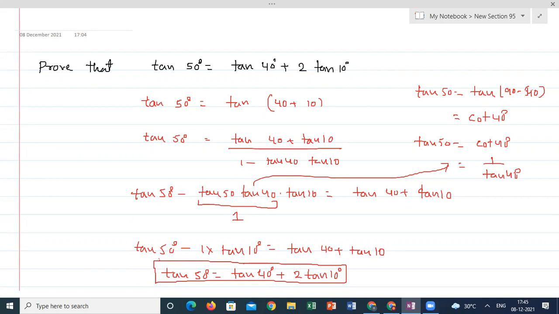And there is another connection. 50 plus 40 is a complementary angle. So there is a relation between tan 50 and tan 40 also. It's clear, students? If you are okay, I will move to the next question. Students, are you done? Okay.